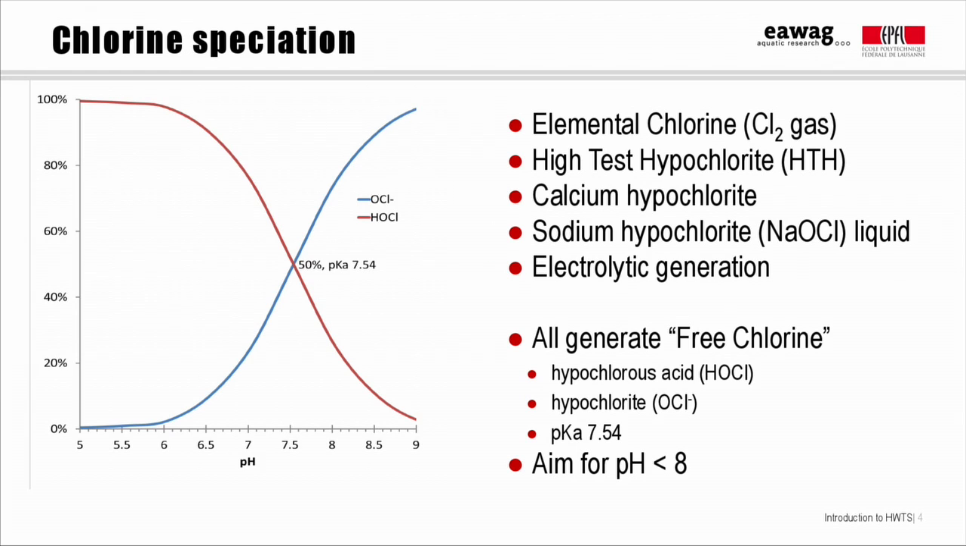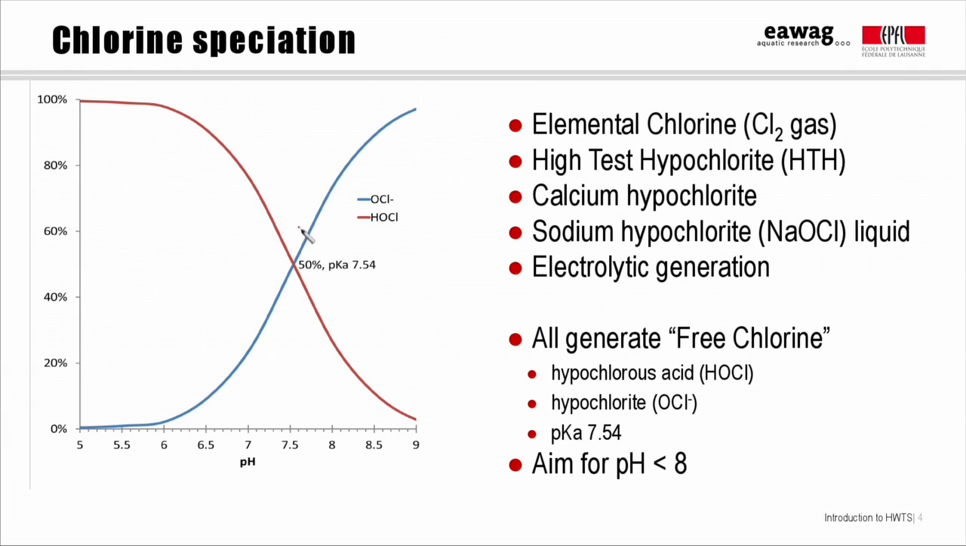Whatever the chlorine source, when it is added to water, it becomes hypochlorous acid, or HOCl. And hypochlorous acid loses a proton at higher pH and becomes hypochlorite, or OCl-, with a negative charge. These two species together are called free chlorine. At pH 7.54, the two species are present in equal amount. At higher pH, hypochlorite dominates, while at lower pH, hypochlorous acid is the main species.